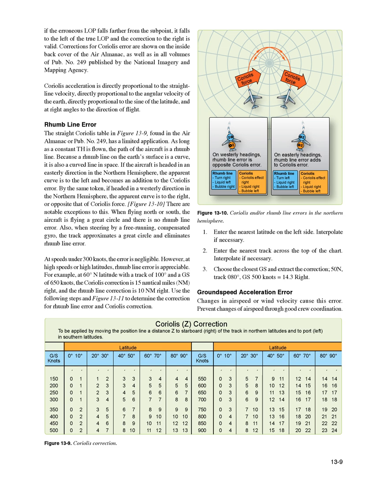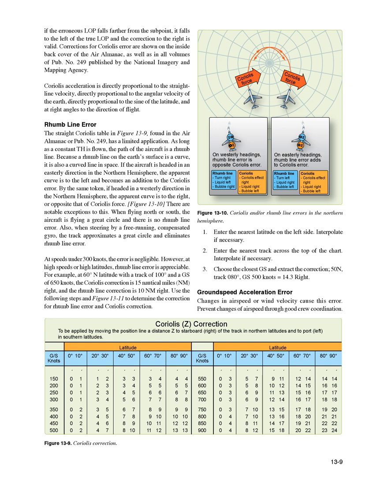Figure 13.10, there are notable exceptions to this. When flying north or south, the aircraft is flying a great circle and there is no rhumb line error. Also, when steering by a free-running, compensated gyro, the track approximates a great circle and eliminates rhumb line error. At speeds under 300 knots, the error is negligible. However, at high speeds or high latitudes, rhumb line error is appreciable. For example, at 60 degrees north latitude with a track of 100 degrees and a GS of 650 knots, the Coriolis correction is 15 nautical miles, NM, right, and the rhumb line correction is 10 nautical miles right.